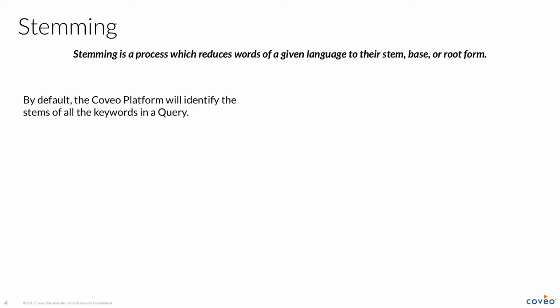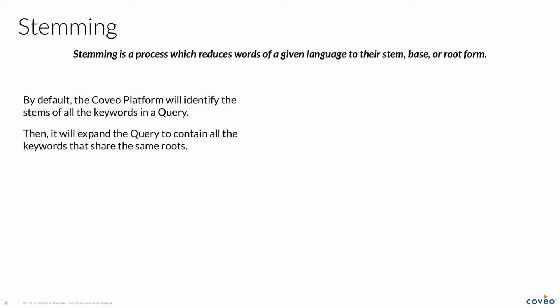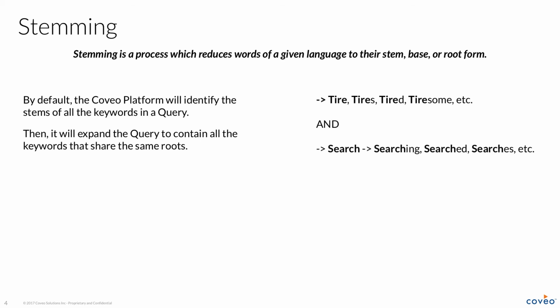By default, the Coveo platform will identify the stems of all the keywords in a query. Then it will expand the query to contain all the keywords that share the same roots. And this is what explains the behavior we saw previously. This explains why tire and search got expanded.